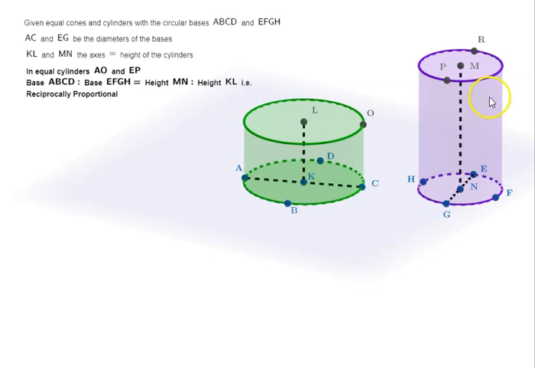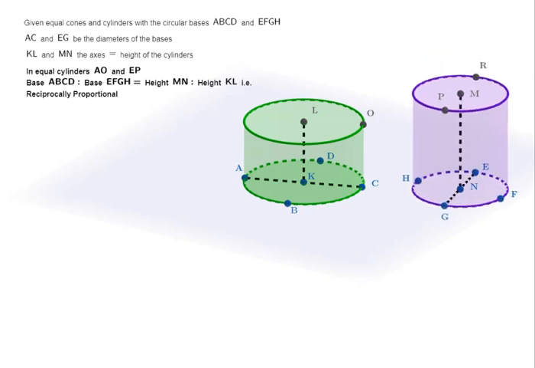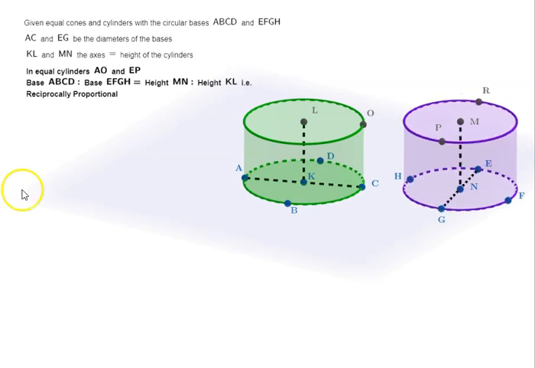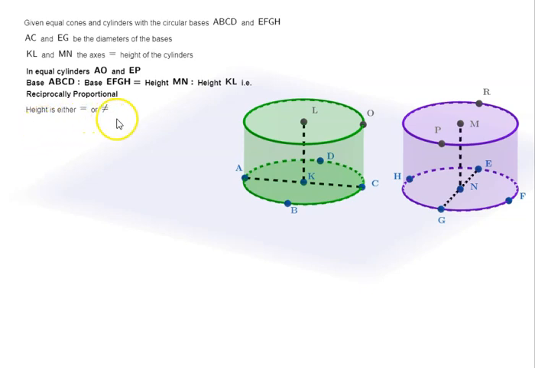Now, there are two cases here. One where the heights are the same for both, and the other case is when they are unequal. So let's make them equal and see how we can prove it in that case. So let me increase the radius so that the height reduces. And let's say now the heights are equal. So height is either equal or unequal. So let's take the case where the heights are equal.